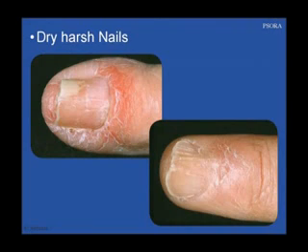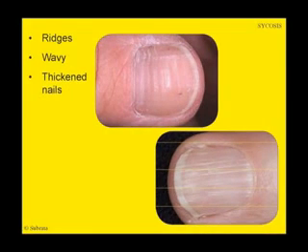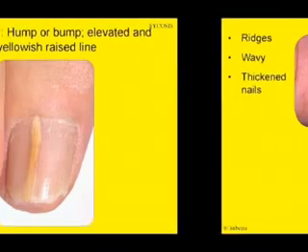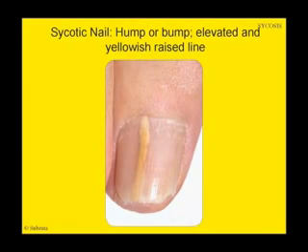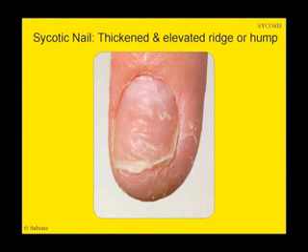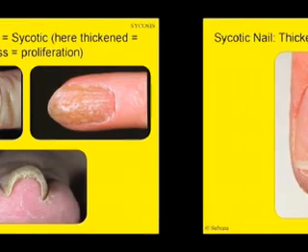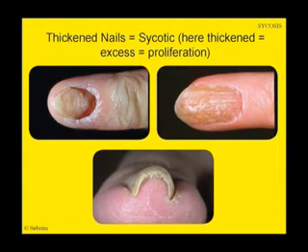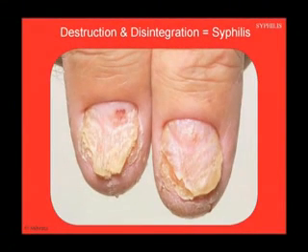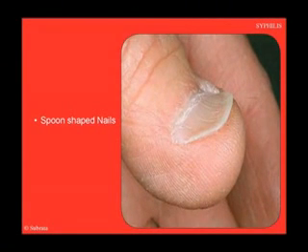Dry, harsh nails, and that's psora, because the dryness is psora, whereas the ridges, wavy nails, thickened nails, and that's psychosis. Here we get the ridge, and that's psychosis. Here you see the interesting aspect, the thickened, elevated nails, and that's psychosis. Thickened nails. You see the thickened nail, proliferation in the nails. As nail is a variety of skin, so we have that. You see here the destruction of the nail, fungal infection of the nail, and that's your syphilis. Spoon-shaped nail is syphilis.